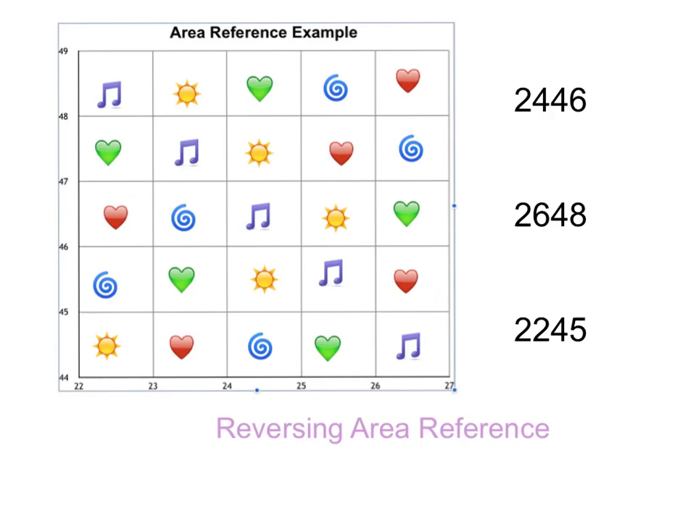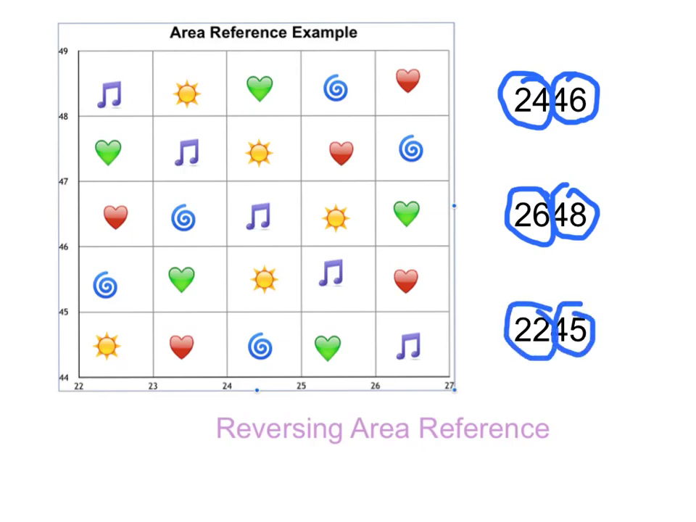The first thing I always suggest to my students is to remember that area reference is 4 numbers. So straight away, if you divide those 4 numbers in half, you've got 2 coordinates. So I always suggest to my students that they circle or highlight or underline the 2 numbers so that their life is a little bit easier.